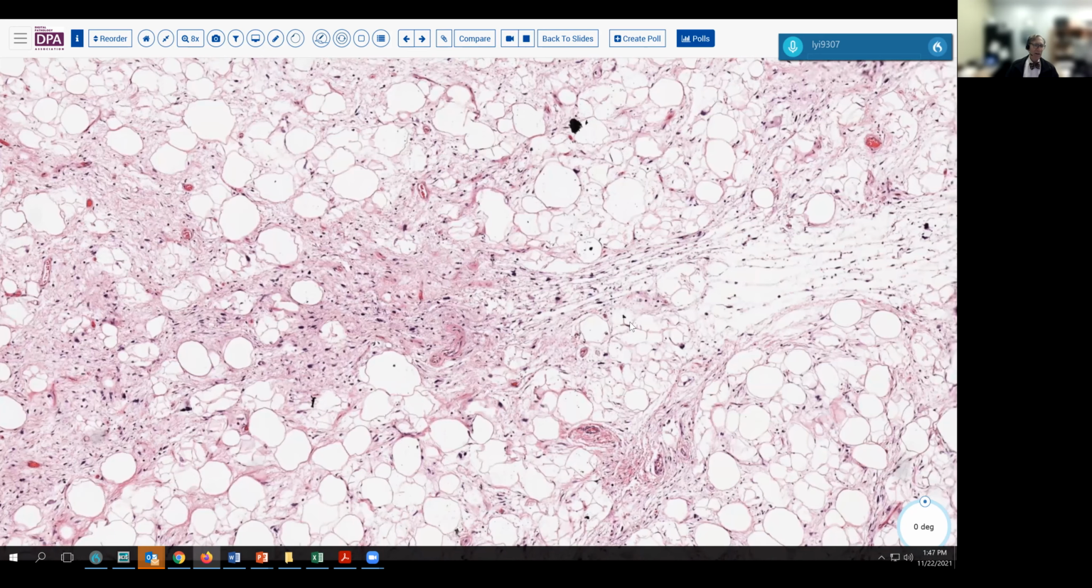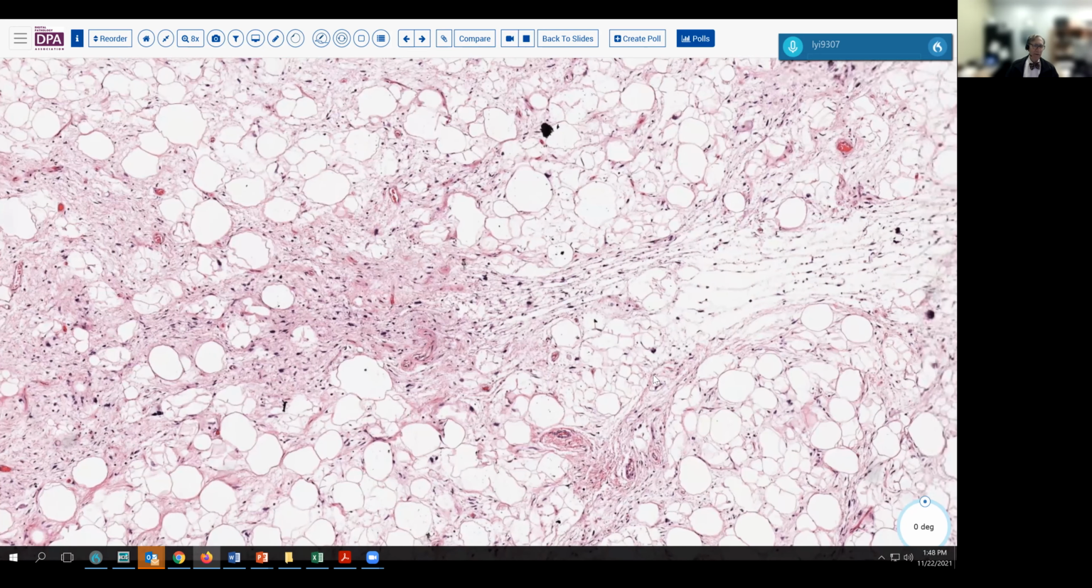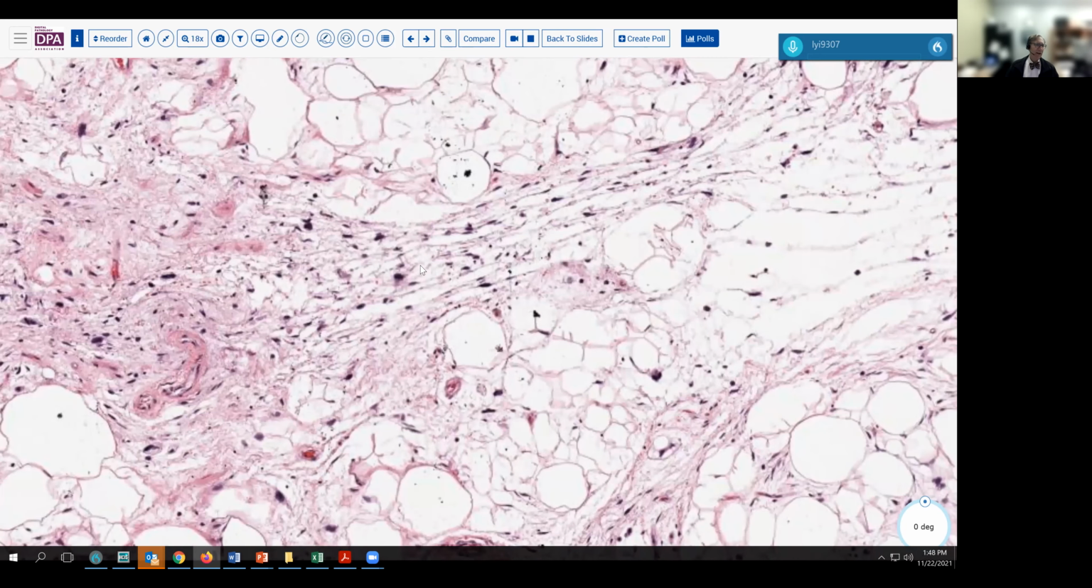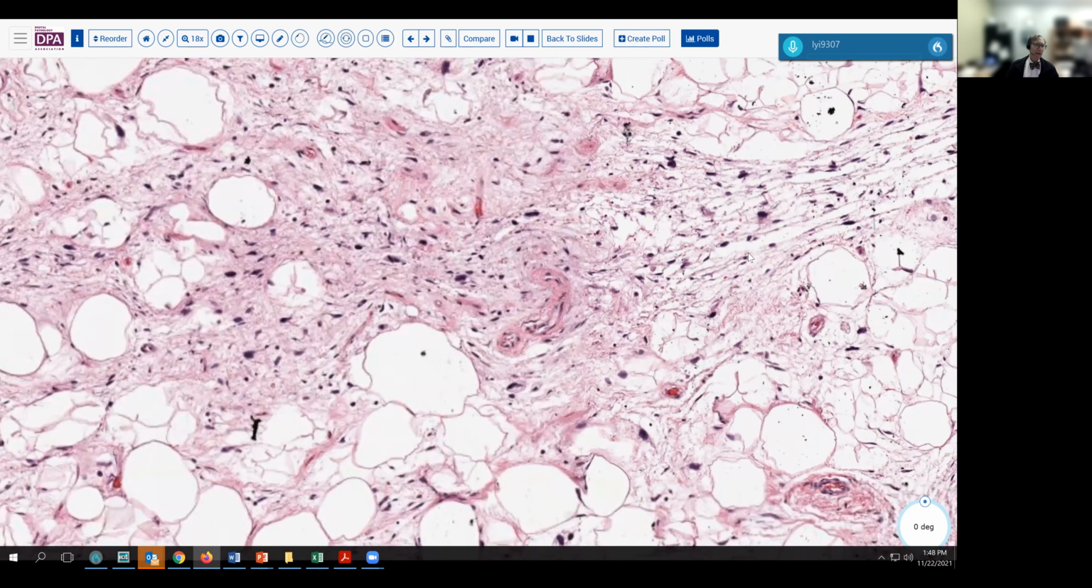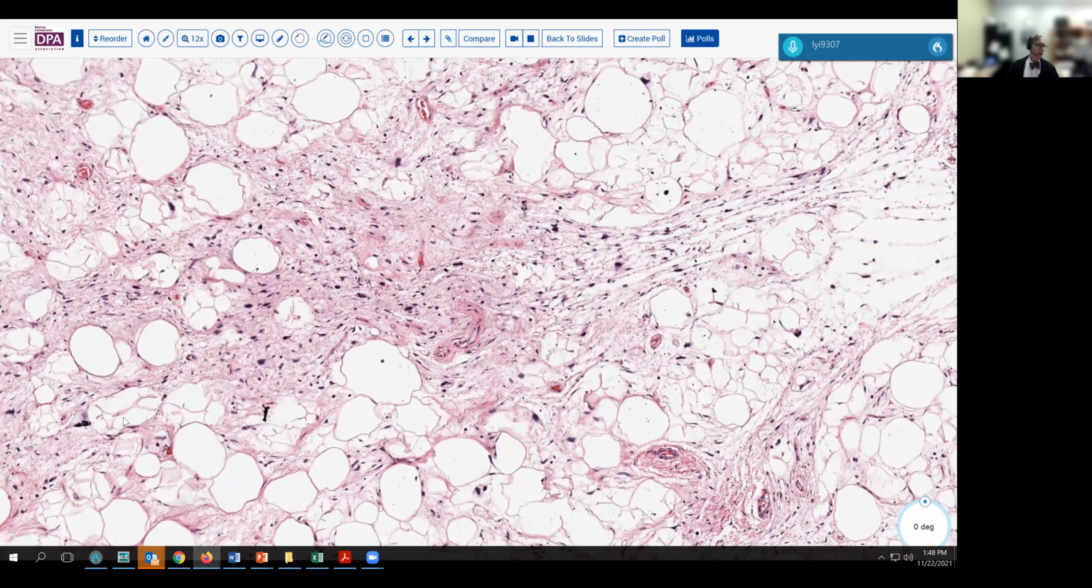So here we can see a few of these type of cells. Here's one out within the fat. Here are several within the band of fibrous tissue. So these kinds of fields in and of themselves at a single view would justify the morphologic diagnosis of well-differentiated liposarcoma or atypical lipomatous tumor.